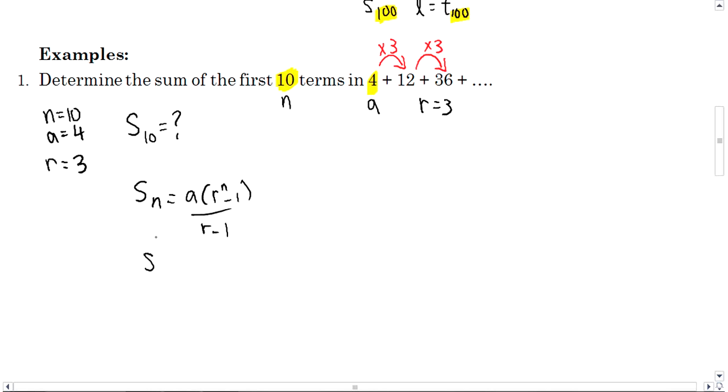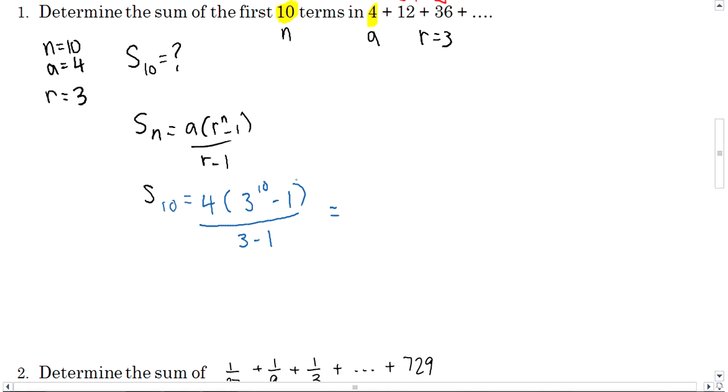Okay, so we are figuring out S10. For every N that you see, you will plug in 10. A is equal to 4. R is equal to 3. N is equal to 10 minus 1, like this. And our ratio is 3, and then minus 1. Now, I didn't put brackets around my 3 because it's positive. If it was a negative ratio, I would put brackets around that.